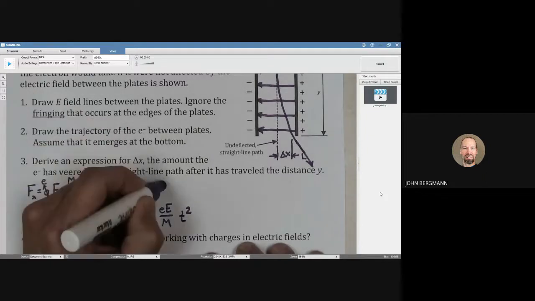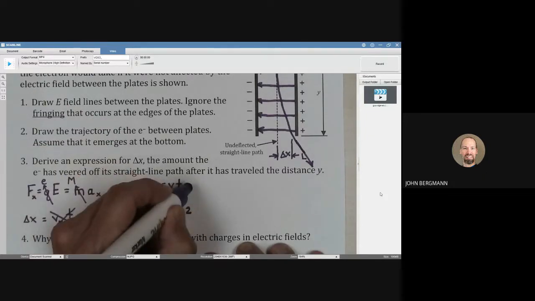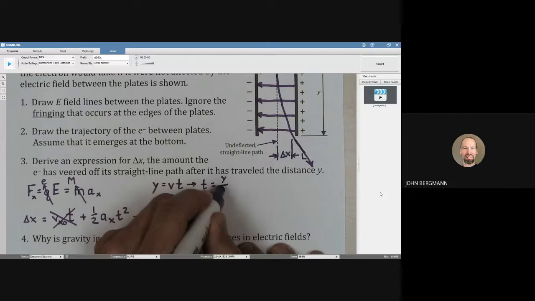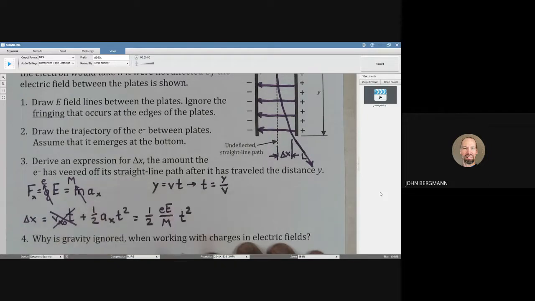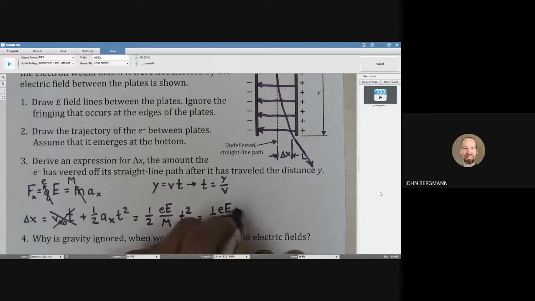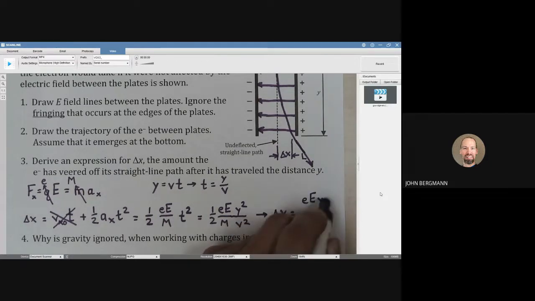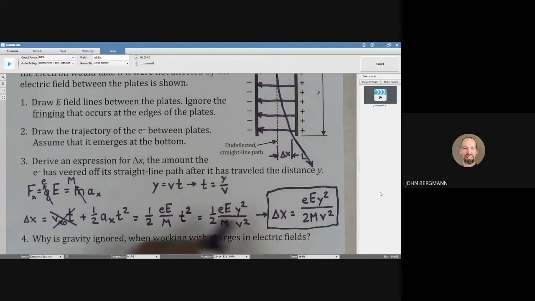Distance equals rate times time, which tells us that time is y divided by v, and so we can substitute that in right here. 1/2 little e, big E divided by m, and then we're going to have y squared up there and v squared down there. All of those values are given in our problem. So I think our final answer is going to be, if we want to make it look neat, we can put the 2 in the denominator. There you go. Feel free to check the units on that.